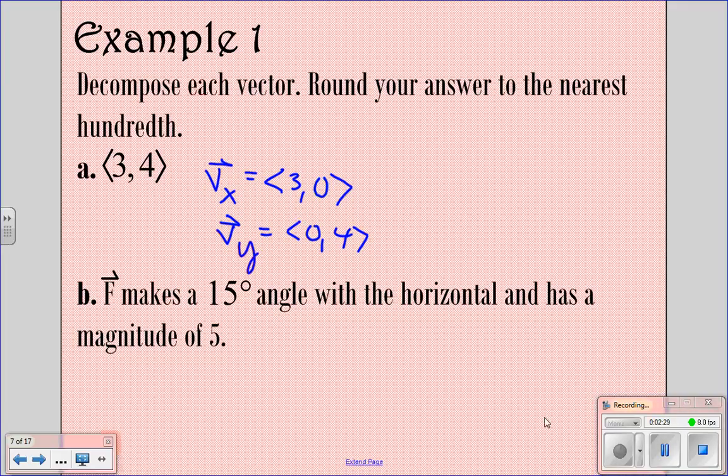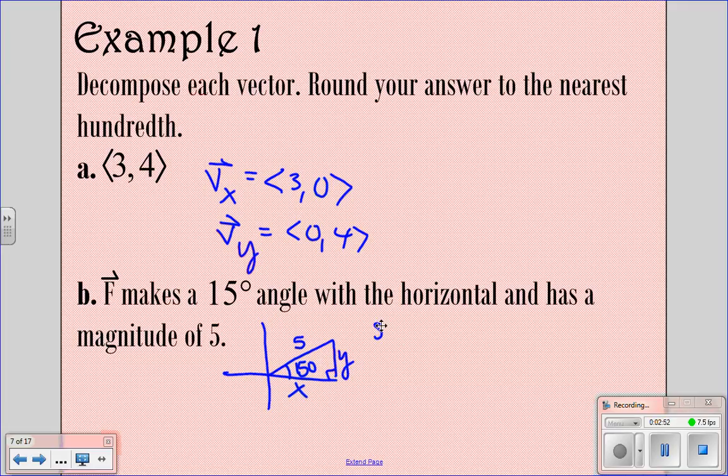All right, for part B, we're going to draw it on our coordinate plane. And so it makes a 15-degree angle with the horizontal. That's 15 degrees. And the magnitude is 5. So that means that the hypotenuse length is 5. So we need to find the x component and the y component. So the way that we're going to do that is to use sine and cosine.